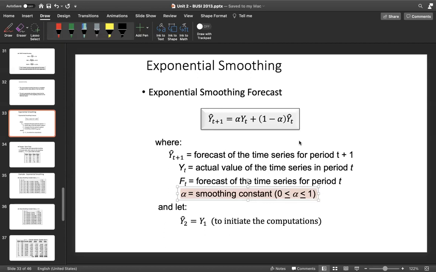So Ft, we don't actually have Ft in that formula. Yt, like I said, for the second one, we just copy the actual value. The forecast of the second one would be the actual value of the first one.